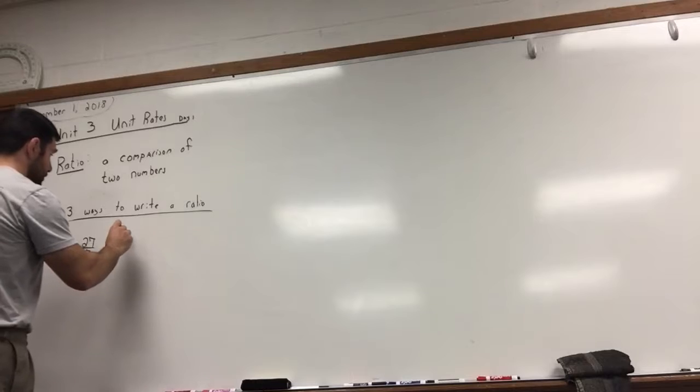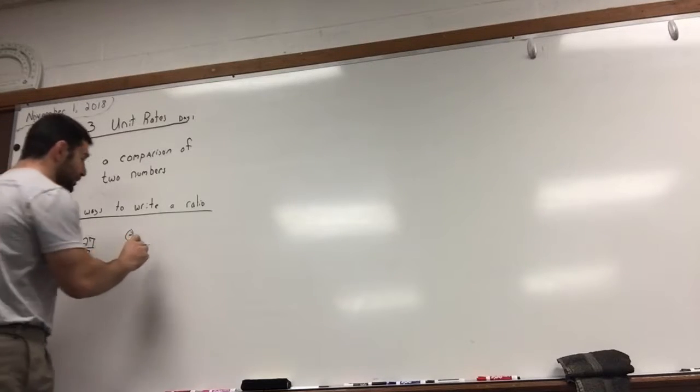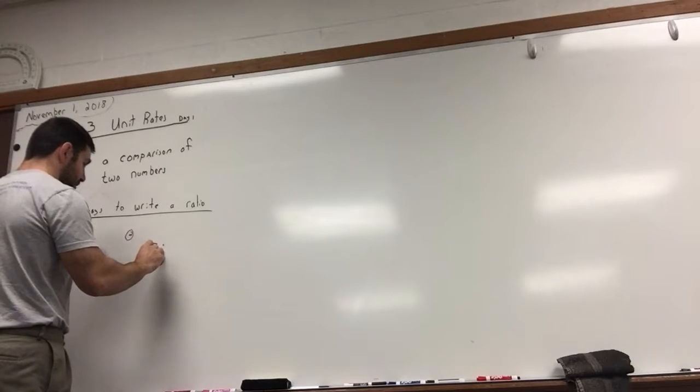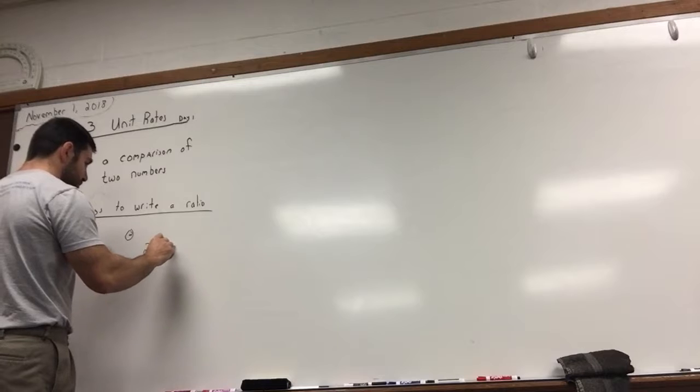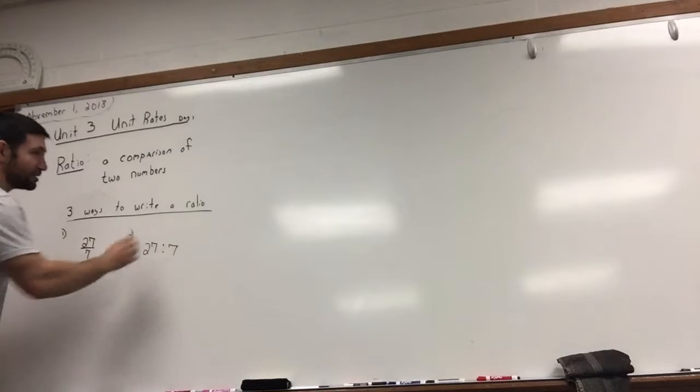The second way that I can write a ratio is with the 2 dots, which is a colon. Not colon like on your insides, but colon with, it is a colon, not semicolon. That's a colon. The way that I would say this is 27 to 7.